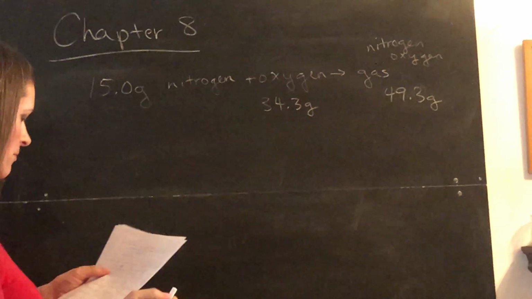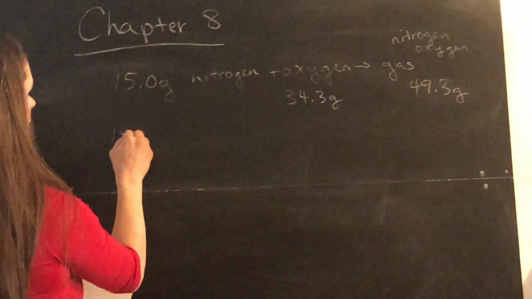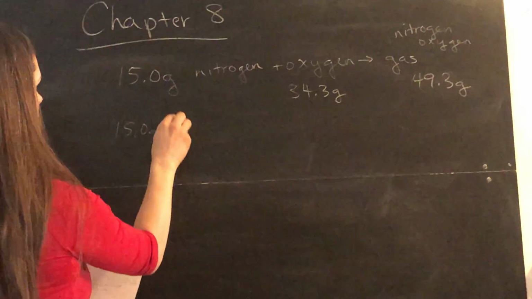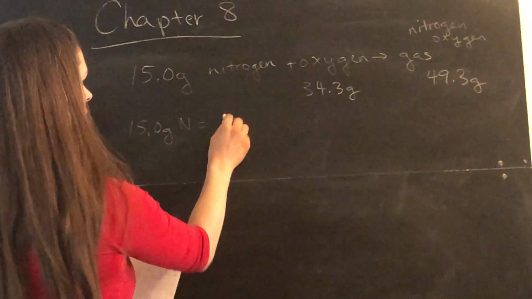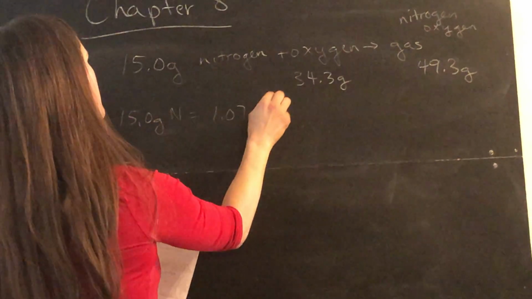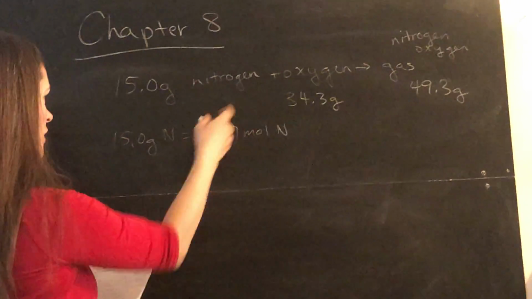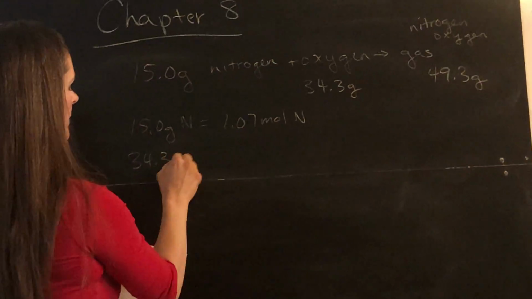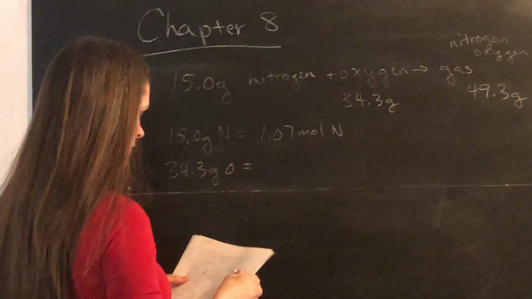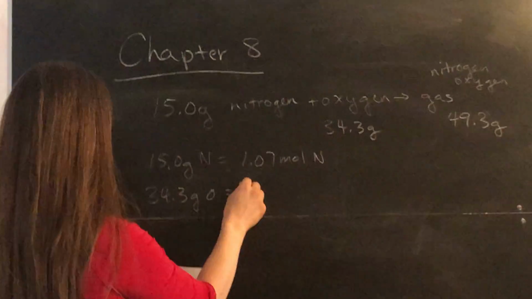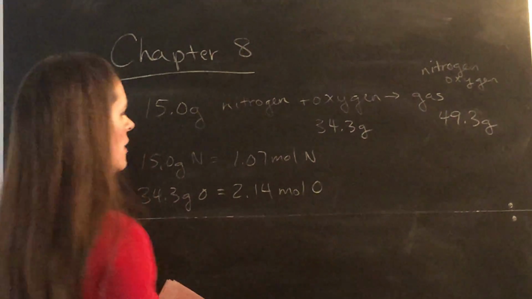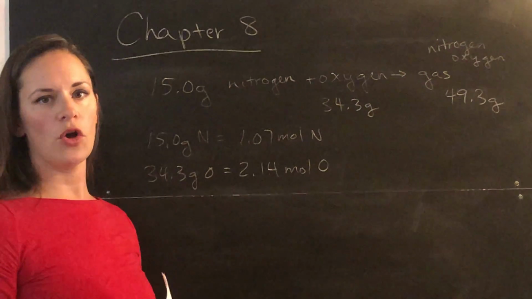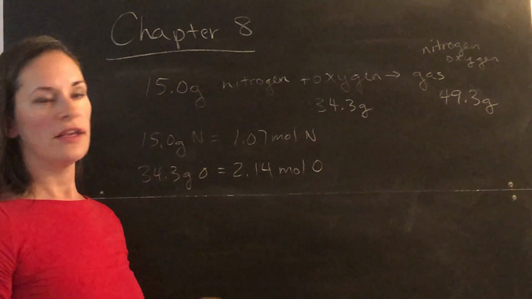Now let's figure out how many moles we have. So 15 grams of nitrogen is, if we divide by 14.01, 1.07 moles of nitrogen. And how much oxygen? 34.3 grams of oxygen is how many moles? Divide by 16, 2.14 moles of oxygen. Now, why aren't we using the homonuclear diatomics?